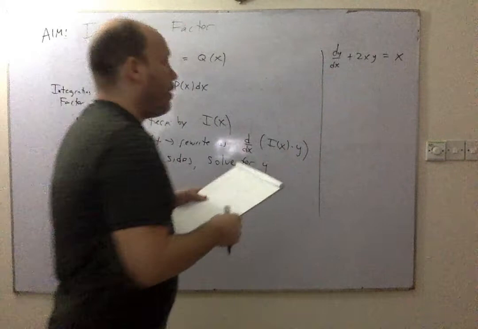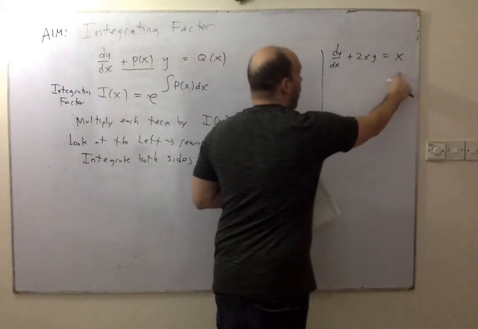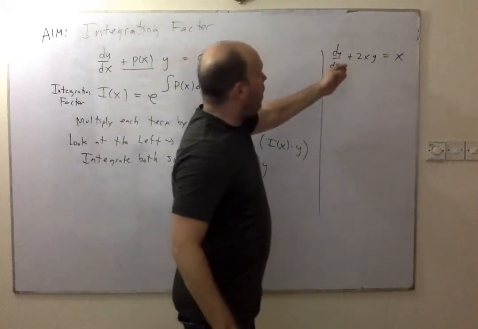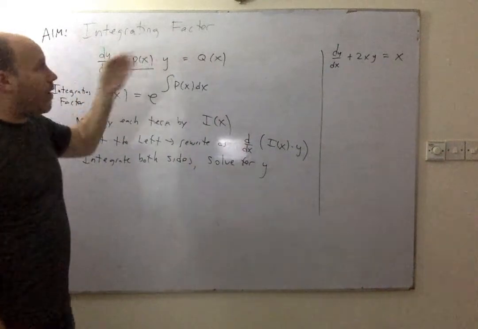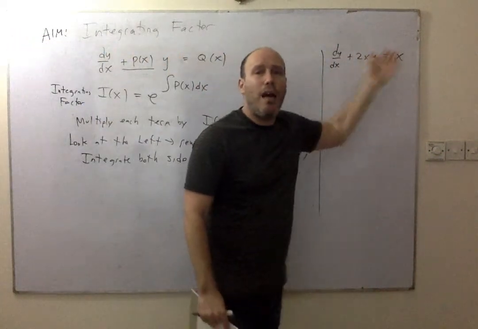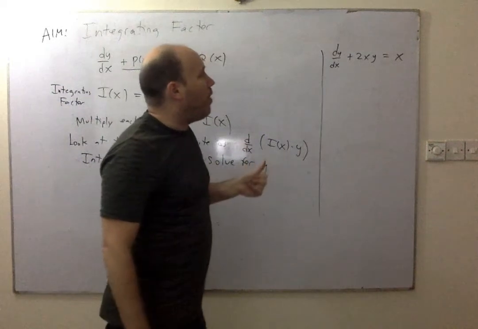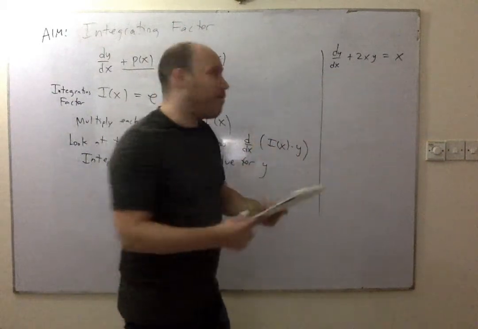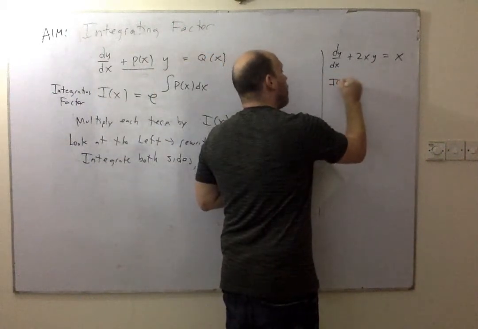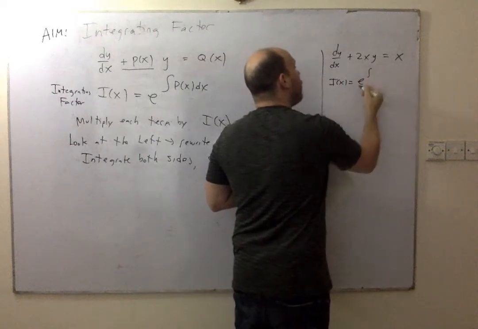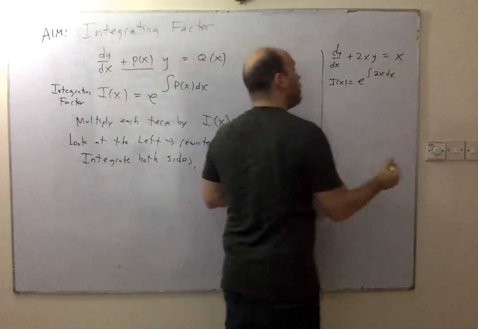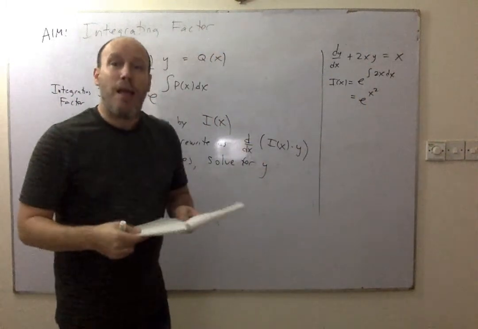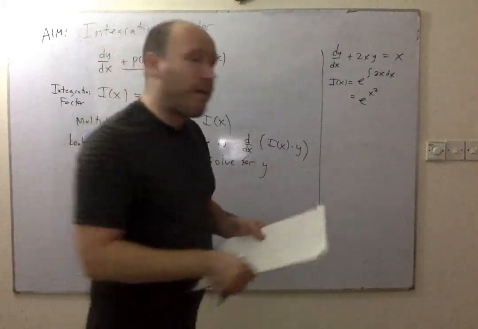Good. First of all, it's in the form where we can use the integrating factor. Some of you might say, "Hey, Mr. Adler, I can do this on my own. I can factor out an x." Let's use the integrating factor for today. So I(x) is equal to e to the integral of 2x dx, which is equal to e^(x^2). Step 2, multiply everything by the integrating factor.